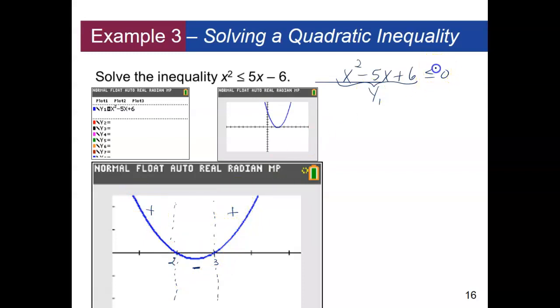So again, we're looking at the less than part. So less than tells me I need this negative region. So it's going to be, again, the part from 2 to 3. So we're going to get the same answer. This is just visually what we're seeing when we plug in the test points.